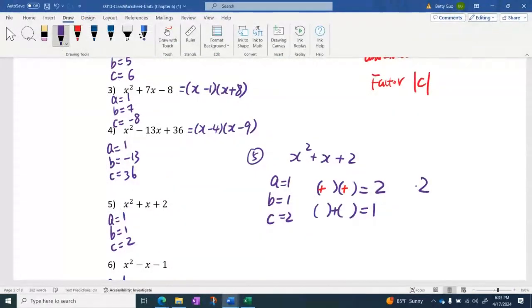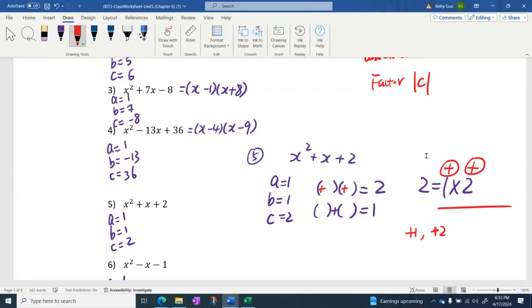All right, so which two positive numbers? Let's factor 2. The only way we can factor 2 is 1 times 2, because it's prime. And the two integers have to be both positive. So the only option we have is a positive 1 and a positive 2. They do multiply to 2, however, they do not add up to 1. We are looking for two integers that add up to 1, right? But 1 and 2 add up to 3.